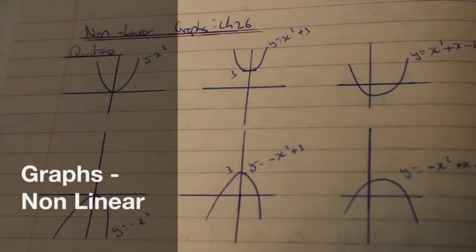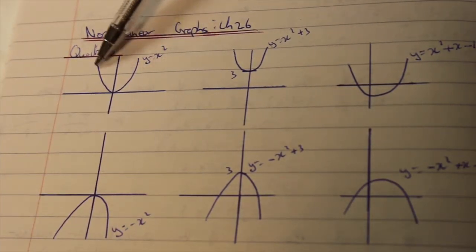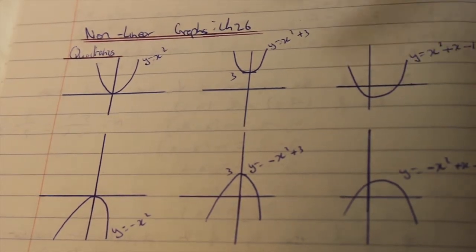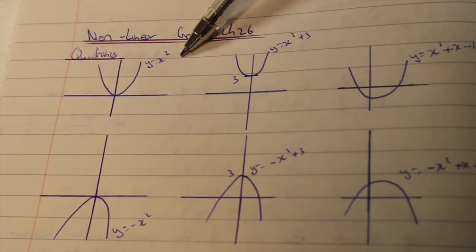Okay, I'm going to have a look at non-linear graphs. Linear graphs are straight graphs, non-linear are curves. I'm going to start off with quadratics. The basic quadratic shape is a U-shaped curve. It can go just touching there at the origin, that's a y equals x squared graph.